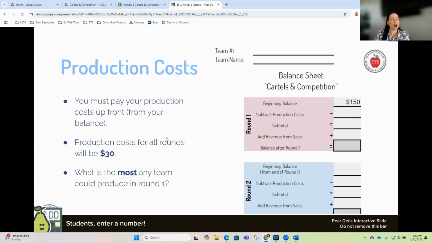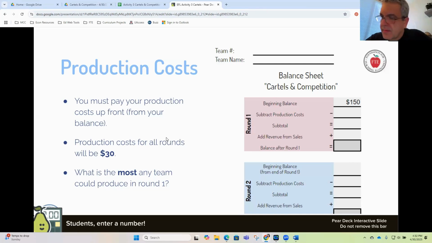Our production cost, we used a sample of 25, but our actual production cost for all the rounds is going to be $30. It's the same for all the companies, for all the rounds. It's going to be $30. That's per unit. So what was the question, Samuel? Sorry, that's per unit, isn't it? Yes, $30 per unit.